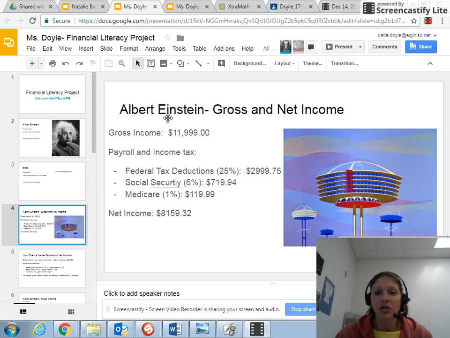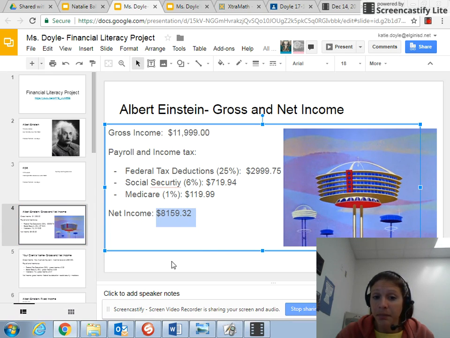The next slide is on gross and net income. Remember, gross income is how much you have at the start of your paycheck. In class we have talked about a basketball net, like the basketball going through the net. Gross income is how much money you have before anything is taken out. But when you see your paycheck, it's going to be quite a bit lower. That's going to be your net income.